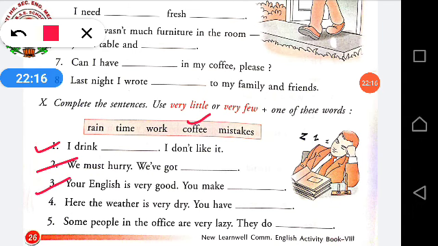Third one, your English is very good. You make dash. So your English is very good. You make rain? No. Work? No. Mistakes? Yes. Your English is very good. You make very few mistakes. That means that person's English is very good, but countable mistakes that person is doing. I hope you all understood. Now 4th and 5th one you do by yourself. Okay?